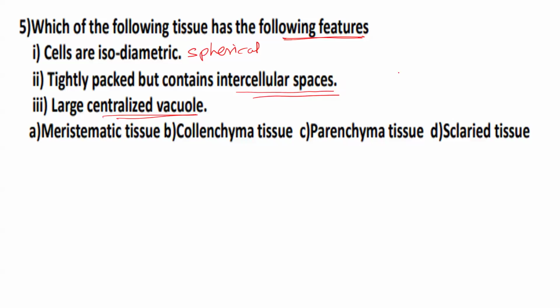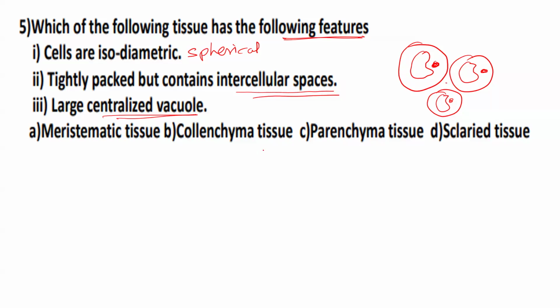It should be circular. Isodiametric means spherical, no? And the large centralized vacuole is there in the center. Then that means the nucleus will be in the corner. Tightly packed, but there is space for intercellular space. Not that tightly packed. Intercellular space is present, no? Then obviously it is going to be whom? Parenchyma.